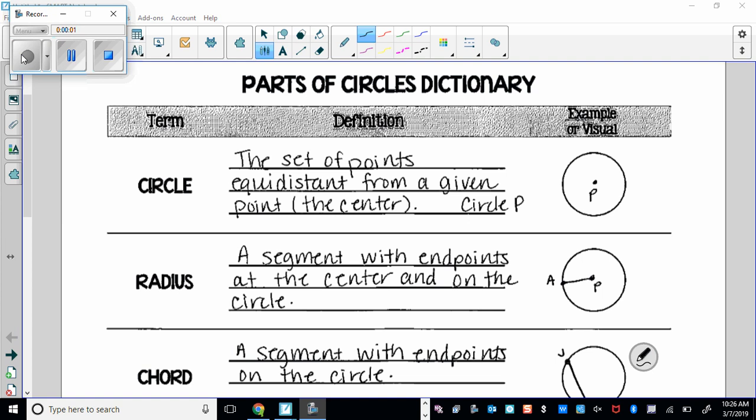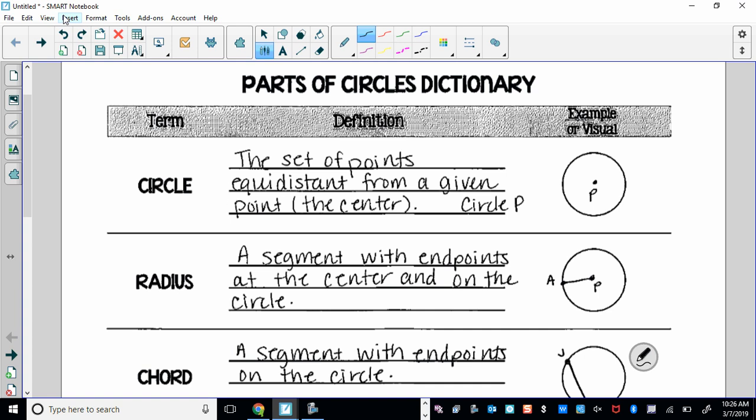All right, now we're starting circles today. So basically the first part of circles is all about vocabulary. If you want to do it yourself, you can. If you want to watch the video and copy it from my video, you can. So I'm just going to quickly go through it.